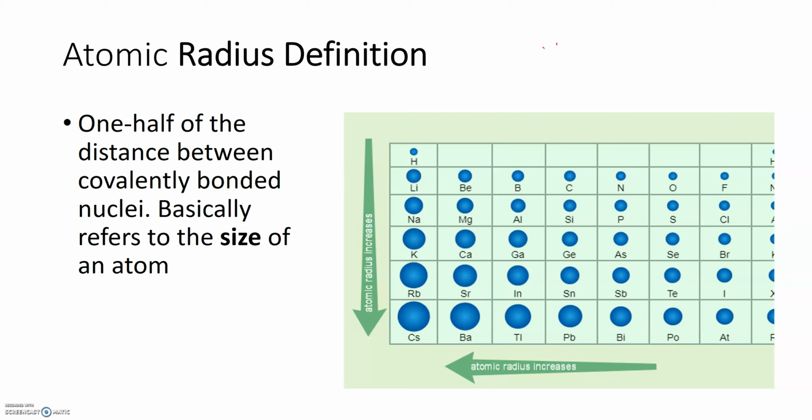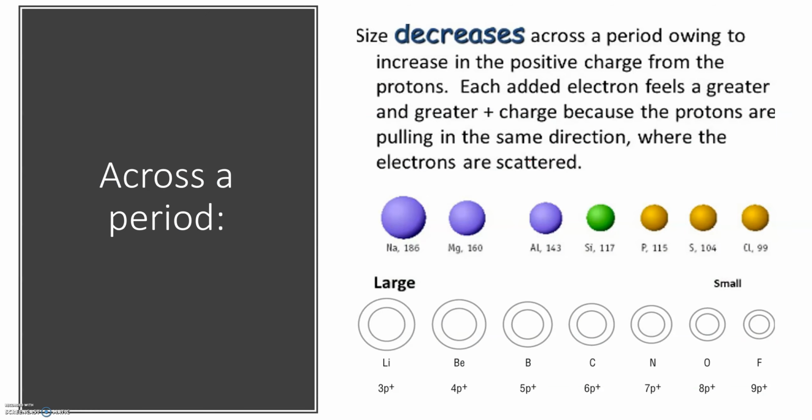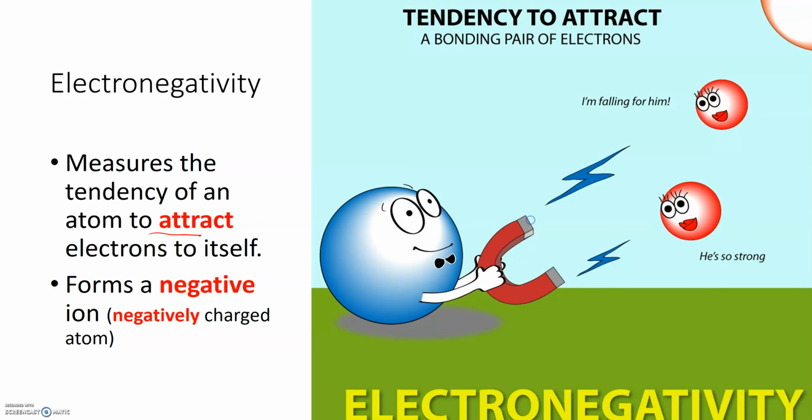Okay, atomic radius. Know these trends, okay? The atomic radius increases as you go down in group, and it also increases as you go backwards across the periodic table. This is a little bit counterintuitive, so remember, down and to the left, okay, that's the atomic radius trend. Across a period, again, it decreases as you go to the right. It's kind of weird, but remember it, okay?